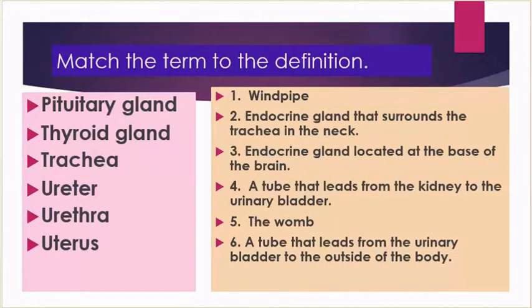Match the term to the definition. Number 1, windpipe. Number 2, endocrine gland that surrounds the trachea and the neck. Number 3, endocrine gland located at the base of the brain.